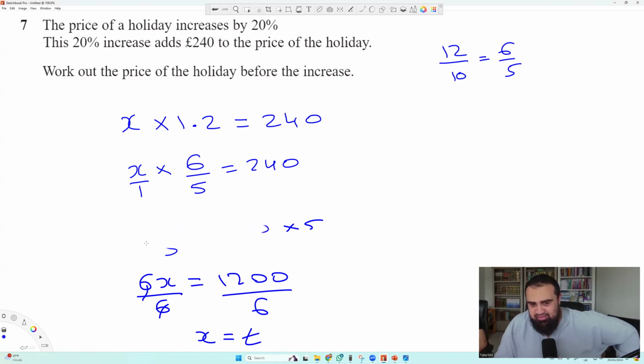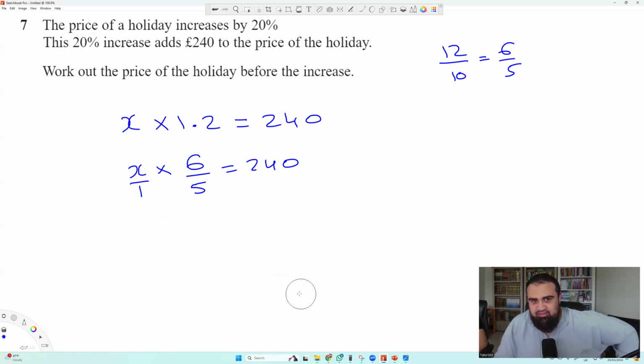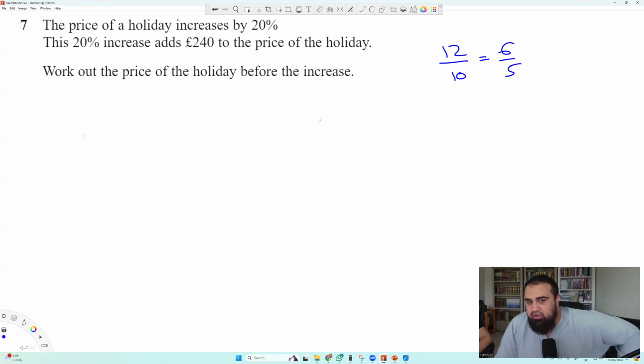Okay, so look. 20% increase of 200 isn't 240. No, this 20% increase adds 240 pounds on top of the price. I've read the whole question wrong. I didn't even read the question properly, so I am going to edit this out because this is a bit messed up now.